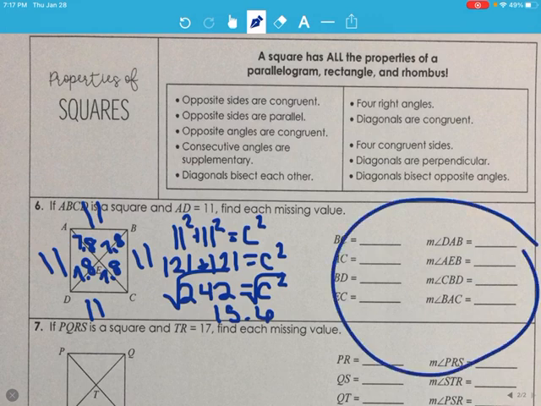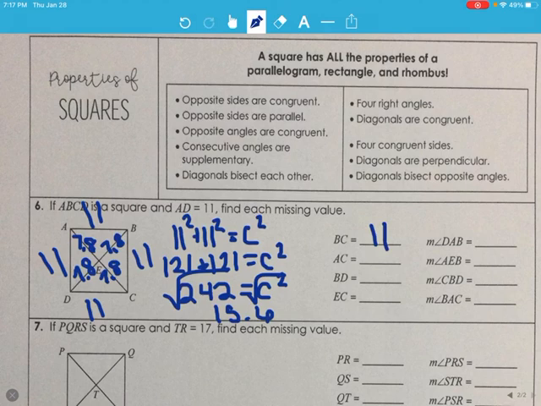So now let's start filling in our answers over here. BC in our picture says 11. AC is that whole diagonal, so it's the 15.6. BD is the whole diagonal, so it's 15.6. And EC is a half of the diagonal, which is 7.8.